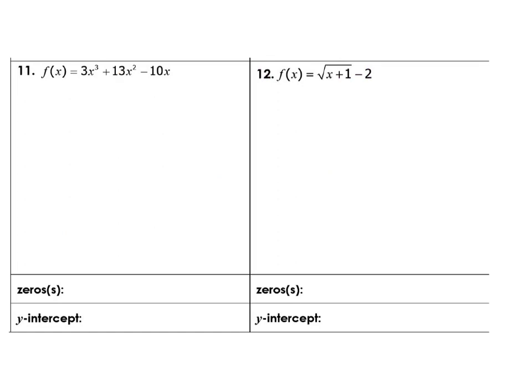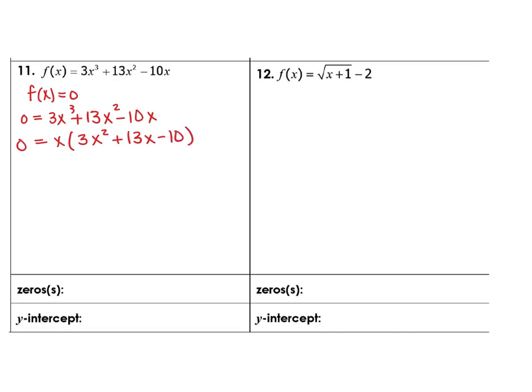Okay, so for number 11, more of the same stuff we are solving here. So it looks like, again, we have a GCF. And so we are going to let f of x equal 0. So we're going to have 0 equals 3x cubed plus 13x squared minus 10x. And again, we are going to factor out an x. So we have 3x squared plus 13x and then minus 10. And again, you're welcome to do slide and divide or trial and error, either one.